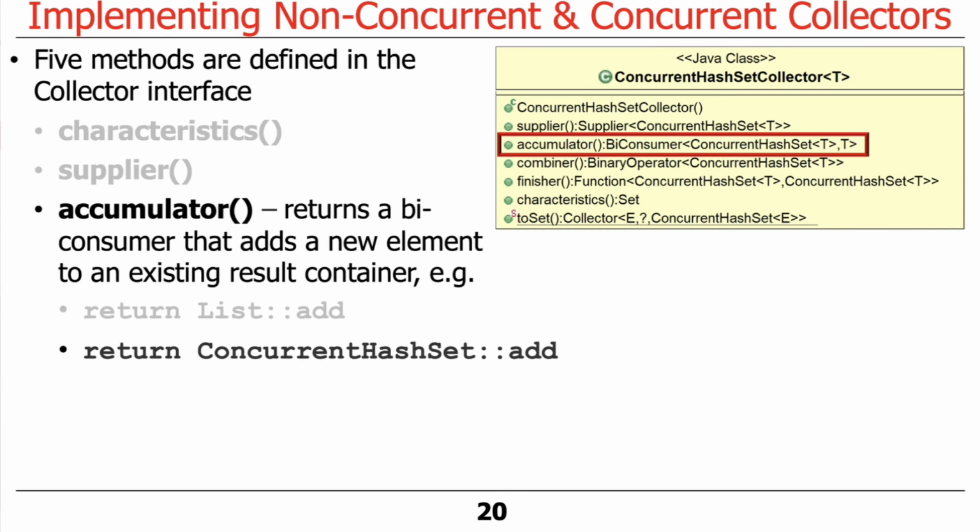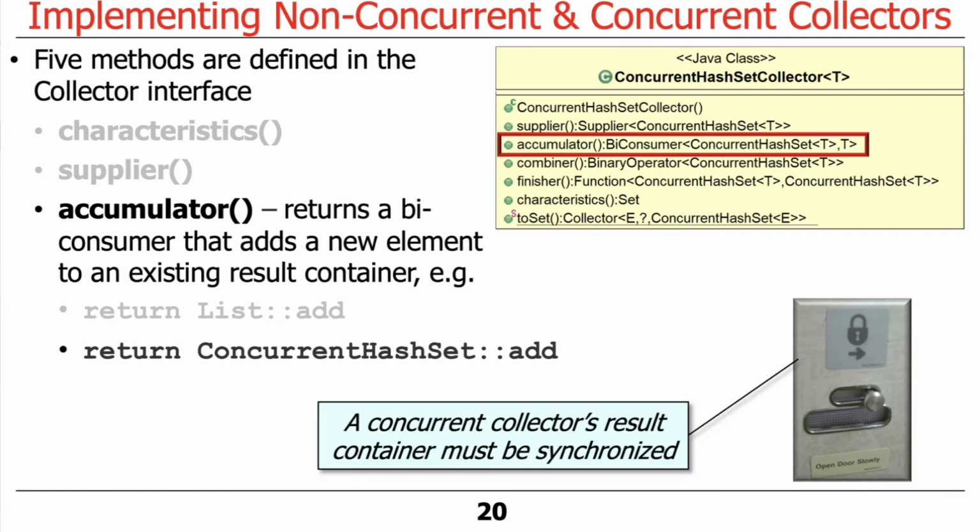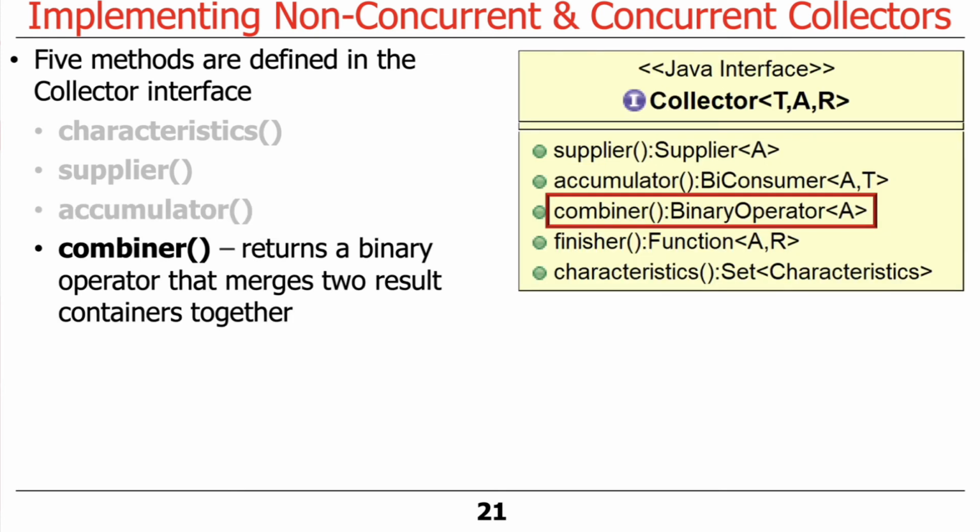Conversely, if you have a concurrent collector, then you need to have a method that will add new elements that is going to be thread safe. And of course, the add method on ConcurrentHashSet is indeed thread safe. So all that means is it needs to be synchronized.